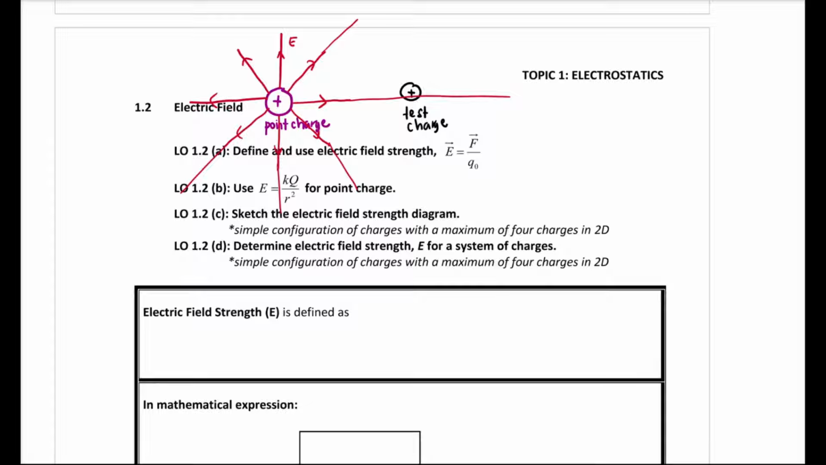Positive. Okay, jadi nanti kita tahu akan ada electrostatic force on the test charge, and the direction is to the left. Sorry, to the right. Positive, so dia akan repel each other. So the direction of the electrostatic force on the test charge is to the right. Okay, so dia akan repel ke kanan lah. So F kat sini.